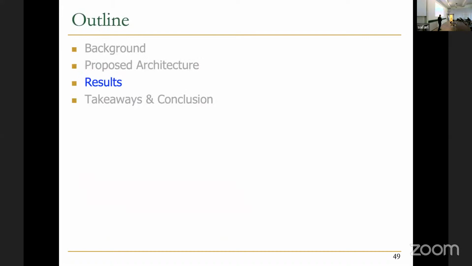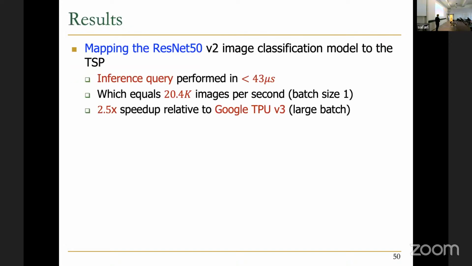Okay, so let's see what results the paper mentions for this new architecture. First of all, they tried to map the ResNet-50 v2 image classification model to the TSP, and they gave an inference query that was performed in roughly 40 microseconds, which equals above 20,000 images per second. And the important thing here is that this is on a batch size of 1. This is 2.5 times as fast as the Google TPU v3 with a larger batch size.